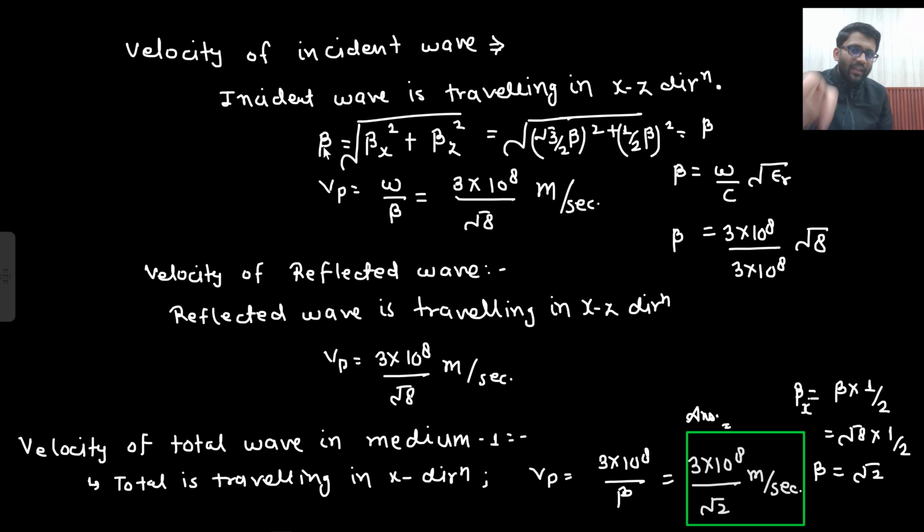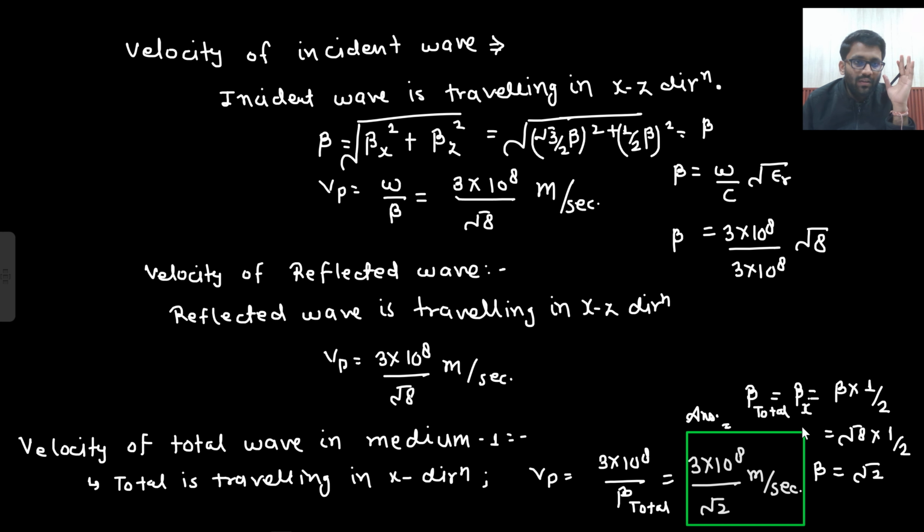So what you are getting? Beta only. So here your complete beta is equal to beta only, and that beta is under root epsilon r, under root 8. But here my beta is equal to beta x. Here my beta total is equal to beta x, because my wave is only traveling in x direction. Very good point.